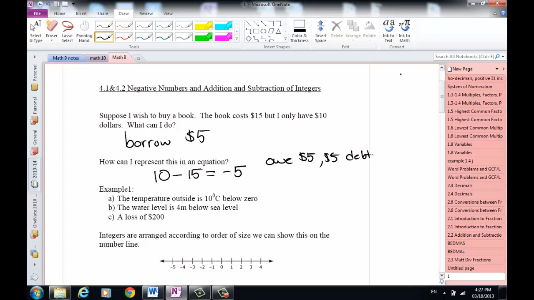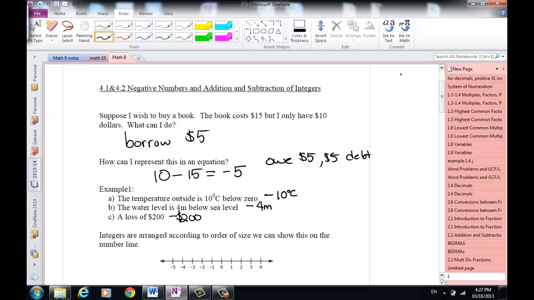In each of the following examples, we want to find a way to numerically represent them. So in A, the temperature outside is 10 degrees Celsius below zero. So we would write this as minus 10 degrees Celsius. B, the water level is 4 meters below sea level. So we would write this as minus 4 meters. And a loss of $200, and we would just write minus $200. Oh, I forgot my dollar sign. There we go.